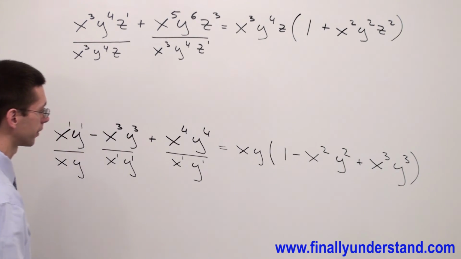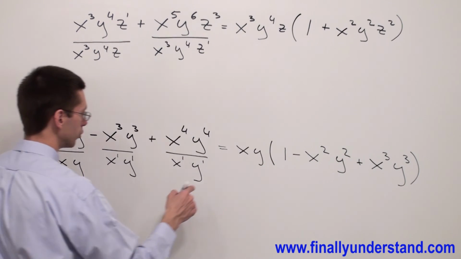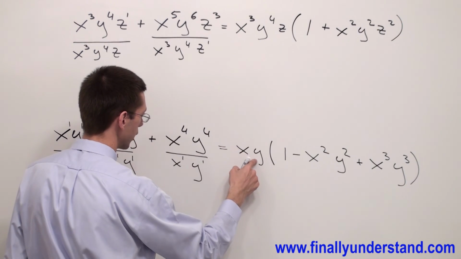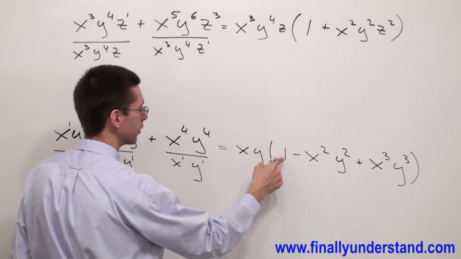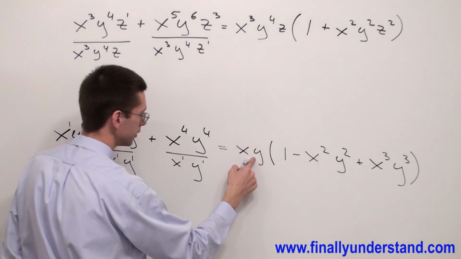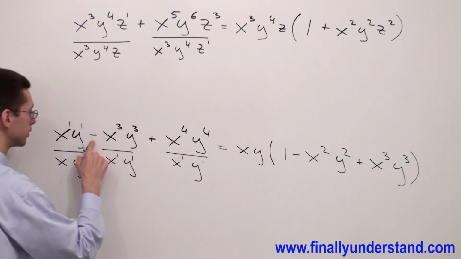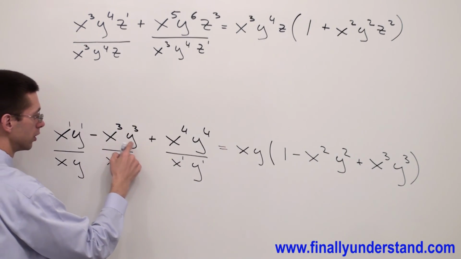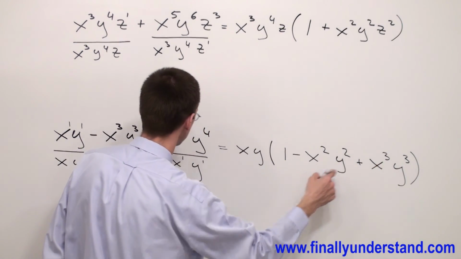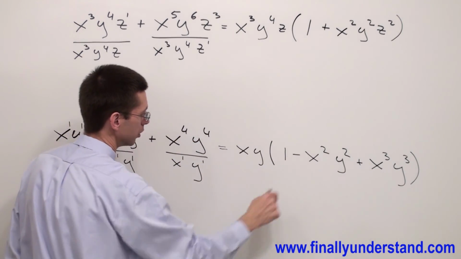Let's take a look if this is the correct answer. In order to find if the answer is correct, we simply distribute this xy into the parentheses. Xy times 1 gives me xy. Xy times negative x squared y squared is negative x to the third y to the third. Xy times x to the third y to the third is x to the fourth y to the fourth. So this is the solution to my problem.